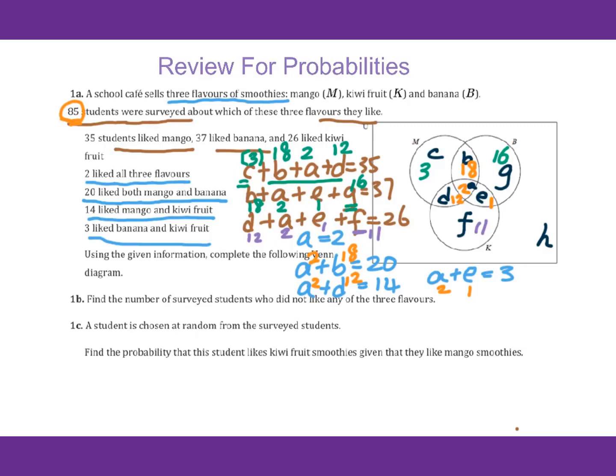Therefore, for H, you can use 85 minus all this number. You will get the 85 minus 35. That's every number in M, that's 35. Then it's 16 plus 1, that's minus 17. Then minus 11, you will get H. So for H, you will get 22.